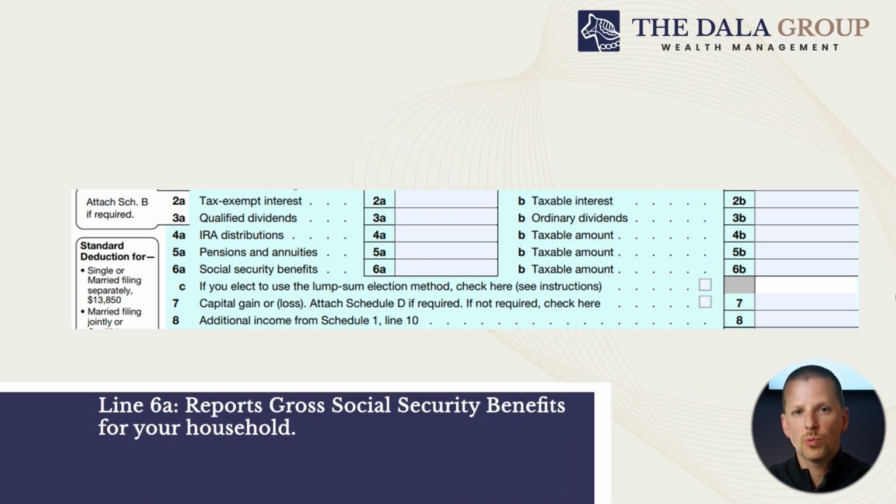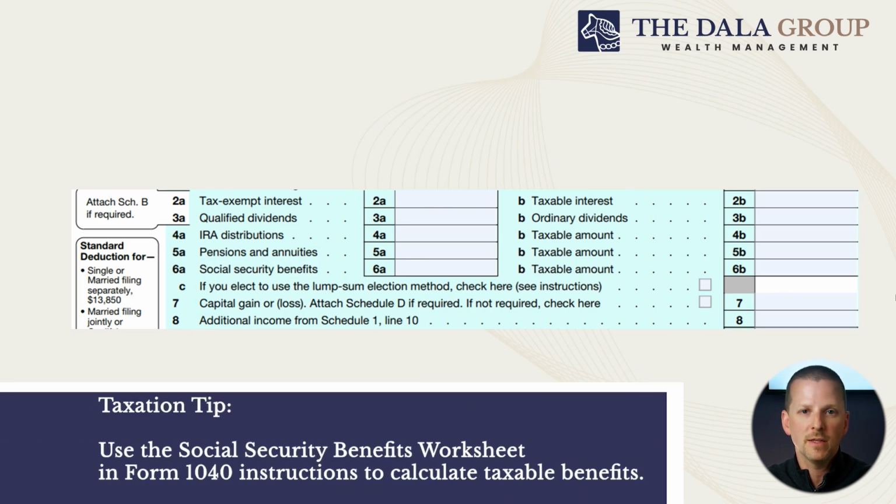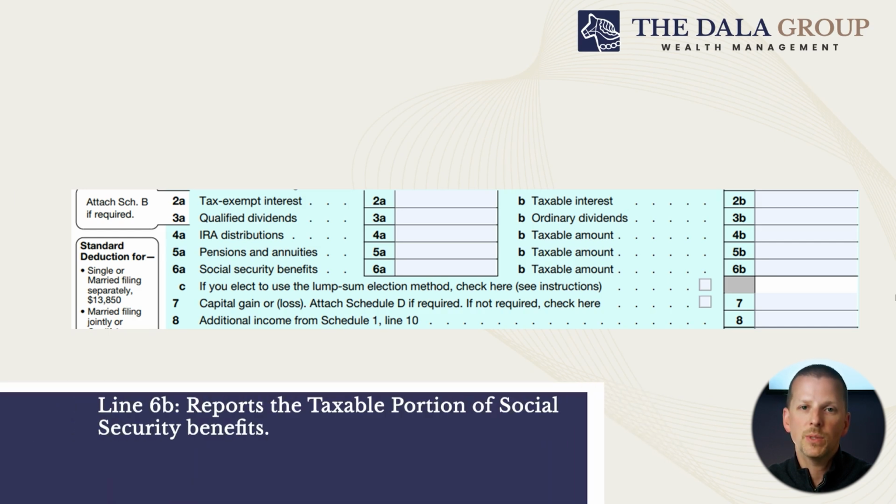Line 6A is where you will report your gross Social Security benefits as a household. You must use the Social Security benefits worksheet in the Form 1040 instructions to determine how much of your Social Security benefits are taxable. The taxable amount will be reported on line 6B. We created a video specifically on how your Social Security benefits are taxed, which is linked in the description below.